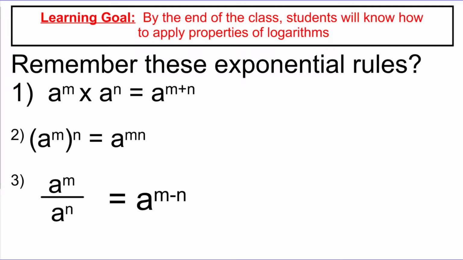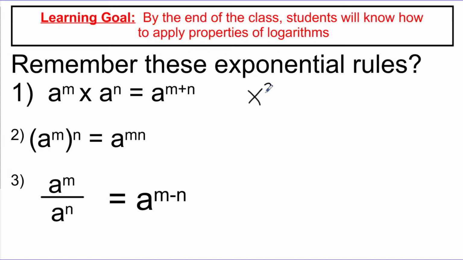Because remember, there's this connection between exponents and logs. They are kind of directly inverses of each other, so there's a relationship between their properties. Okay, so here are the three rules that we're going to look at today. The first one says, if you multiply together exponential functions that have the same base, in this case a, you can add together their exponents and apply that to the same base. So here's a simple example.